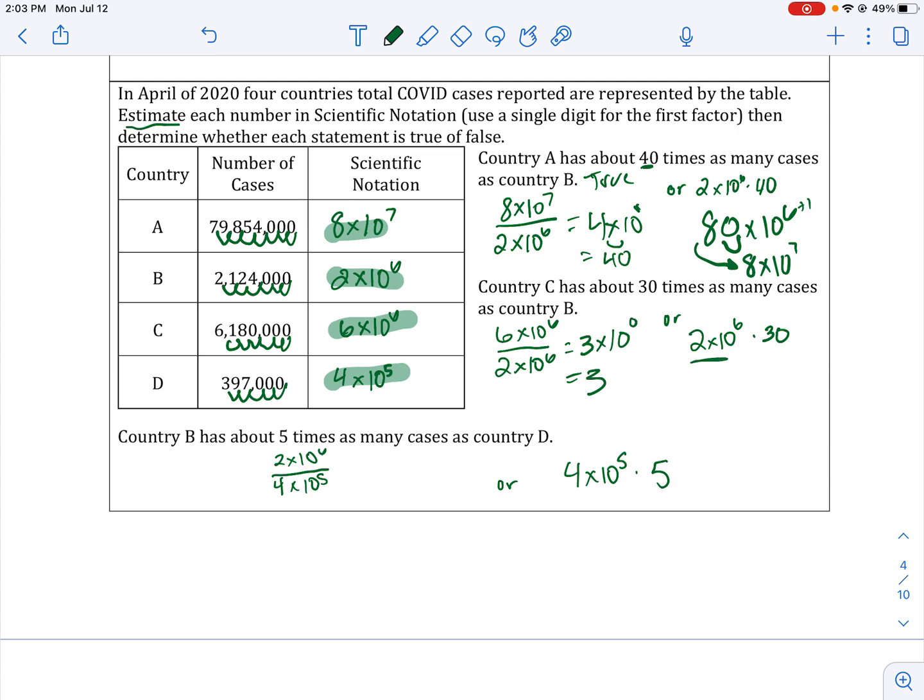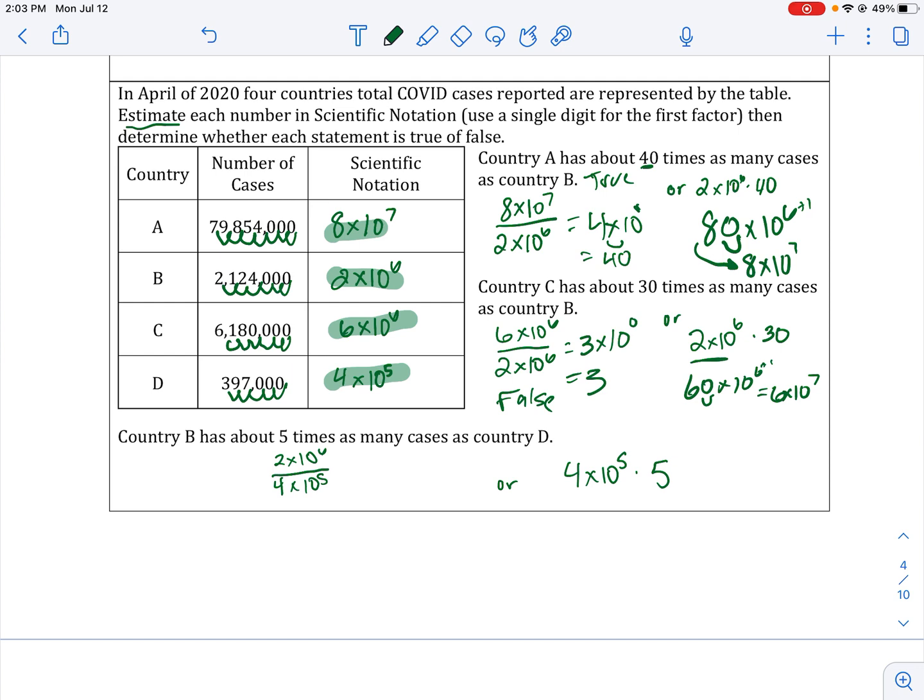So this should show that this one is false, but another way to do it is to take country B, which I did right here, and multiply that by 30 to see if it equals country C. Well, 2 times 30 is 60, times 10 to the 6th. This is not scientific notation yet. I'm going to take my decimal, move it 1 to the left, I get 6. Now when I move my decimal, I have to adjust my exponent. So I made the number in front smaller, so I need to make my exponent bigger by 1. I get 6 times 10 to the 7th, which is not what country C is. So again, that shows that this is false.